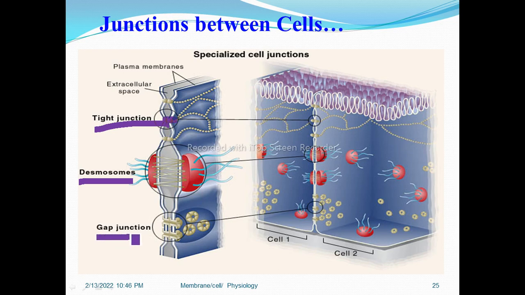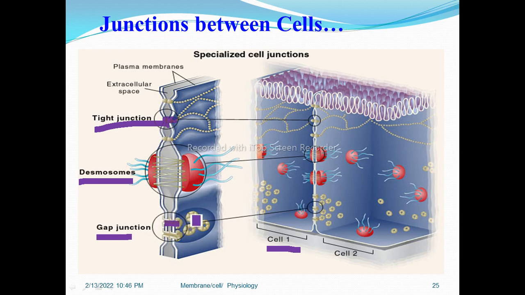This is a gap junction. A gap junction is a communicating junction between adjacent cells, cell 1 and cell 2. It is very important. It allows ions and molecules to pass for intercellular communication. It is found in smooth muscle and cardiac muscle. This channel, this tube, is known as a connexon.